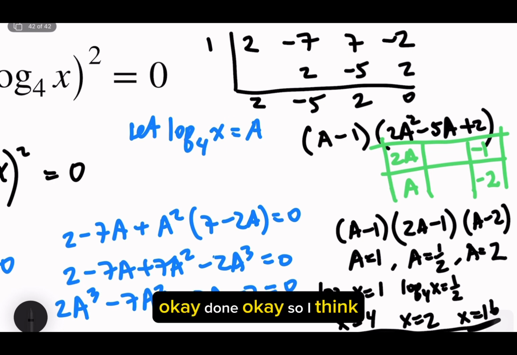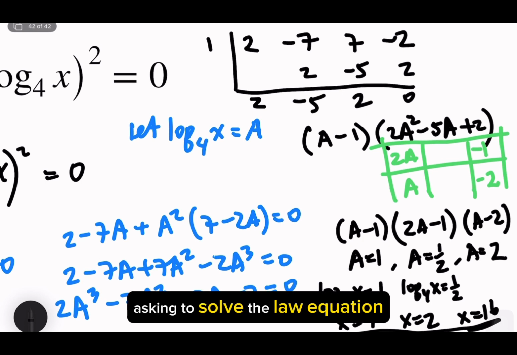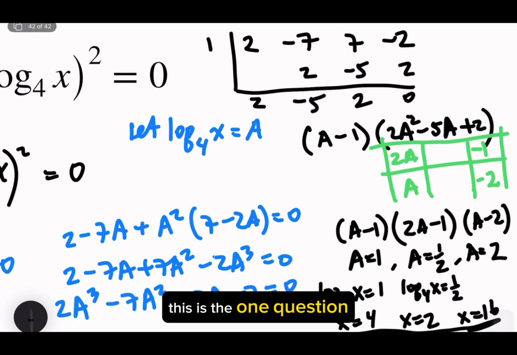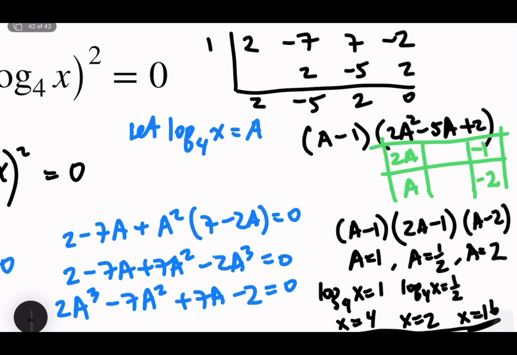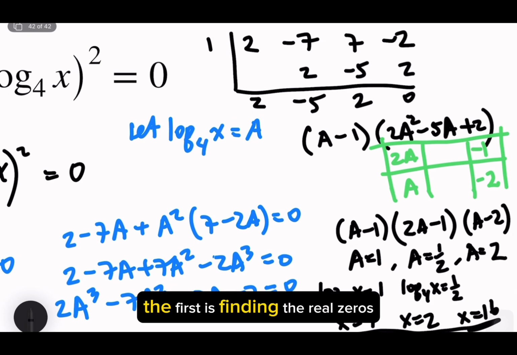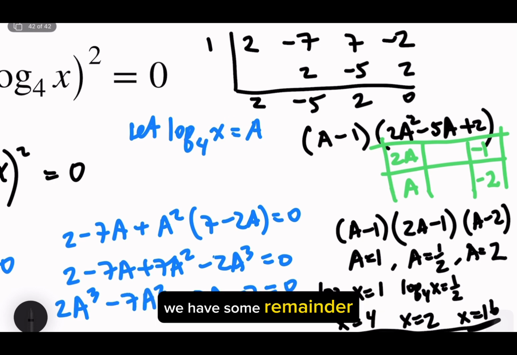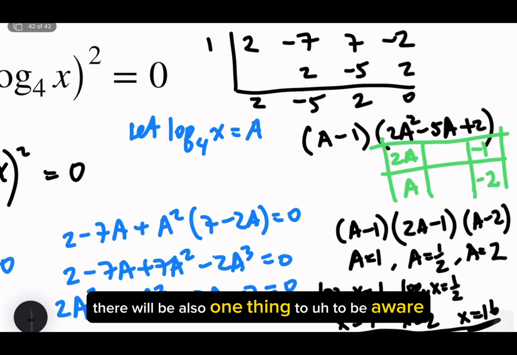Okay, done. So I think that will be the last question. On the quiz, there will be one question asking to solve a log equation. It means finding the x. Also, how to write the log terms in other terms, like a, b, like we did before. This will be one question. And for the polynomial, the first is finding the real zeros. The second one is the remainder theorem, if you remember. When we divide something, we have some remainder.